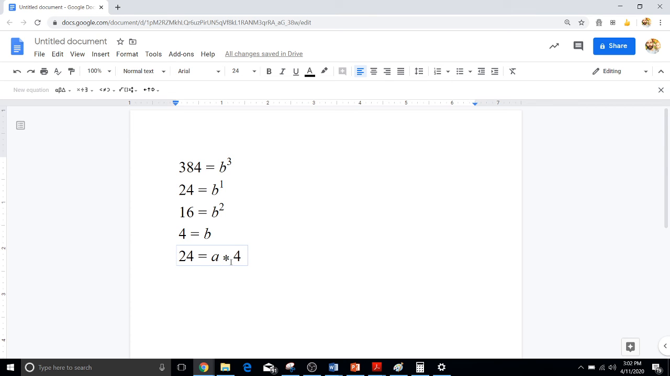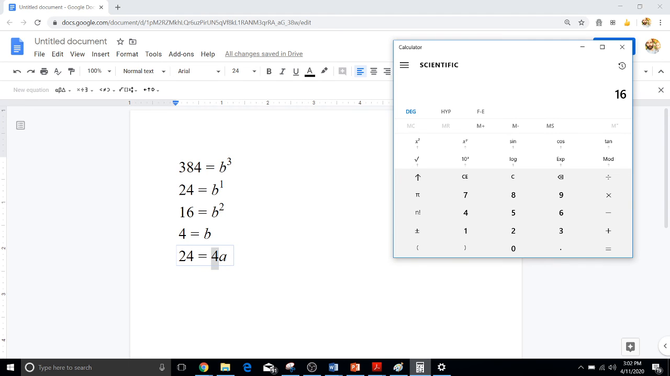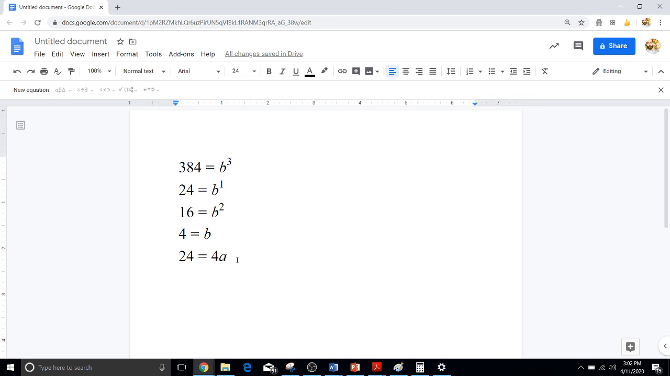So let's change that to be 24 equals 4a. Most of you could probably do this in your head, but let's divide out the 4 to get a alone. We'll divide by 4 on both sides. So 4a over 4 is just a, and 24 divided by 4 is going to give us 6. Therefore, a has to equal 6. Let's write that down. And now we have our a.